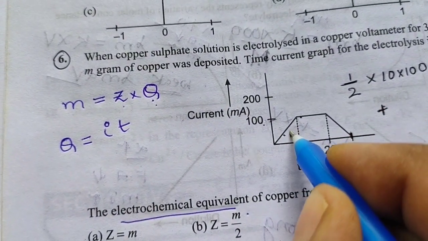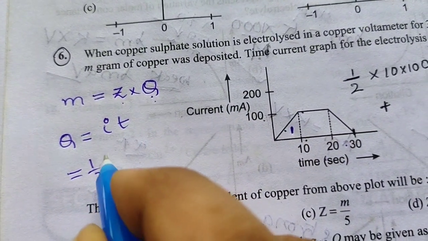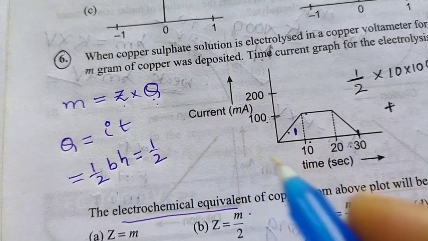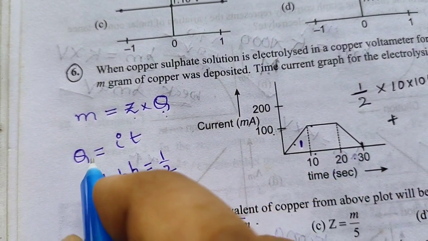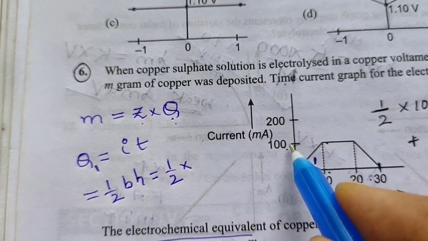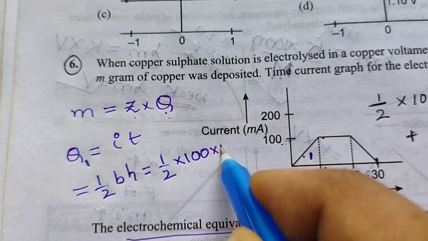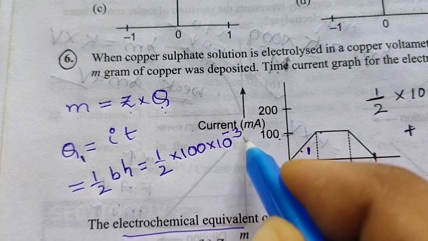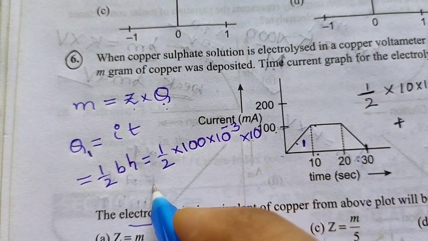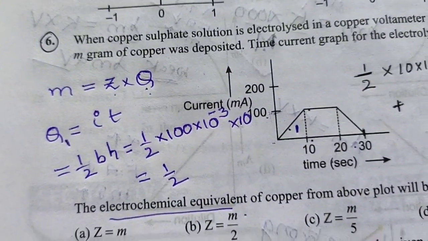For the first area, a triangle, the area is half into base into height. That means for the first area Q1, Q1 equals half into the current, 100 milliampere, converted to ampere, into the time difference, which is 10. That value equals half.